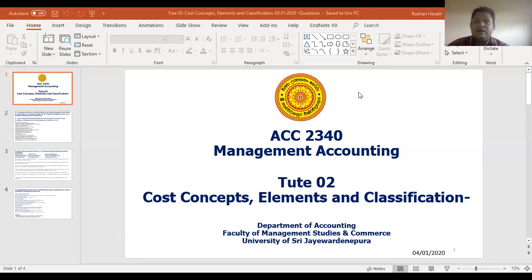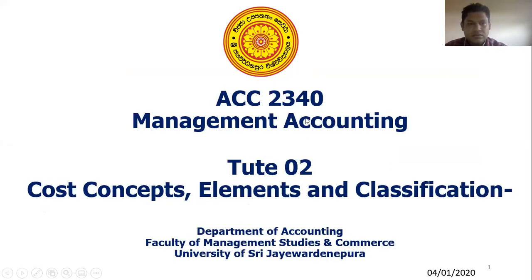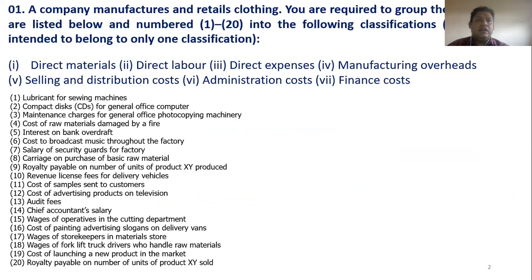Okay, right. So let's have a look at the first tutorial. Okay, let's take the first question. A company manufactures and retails clothing. So it's a clothing manufacturer and a retail business.